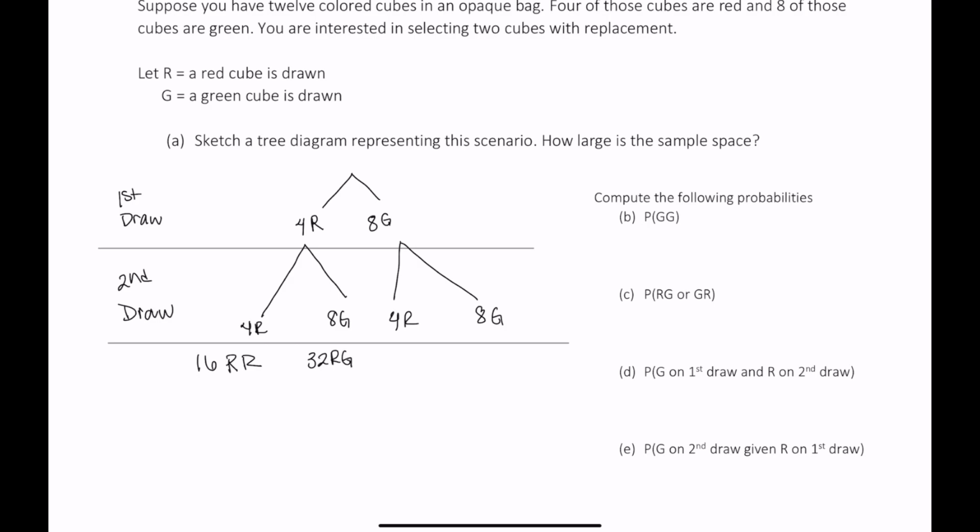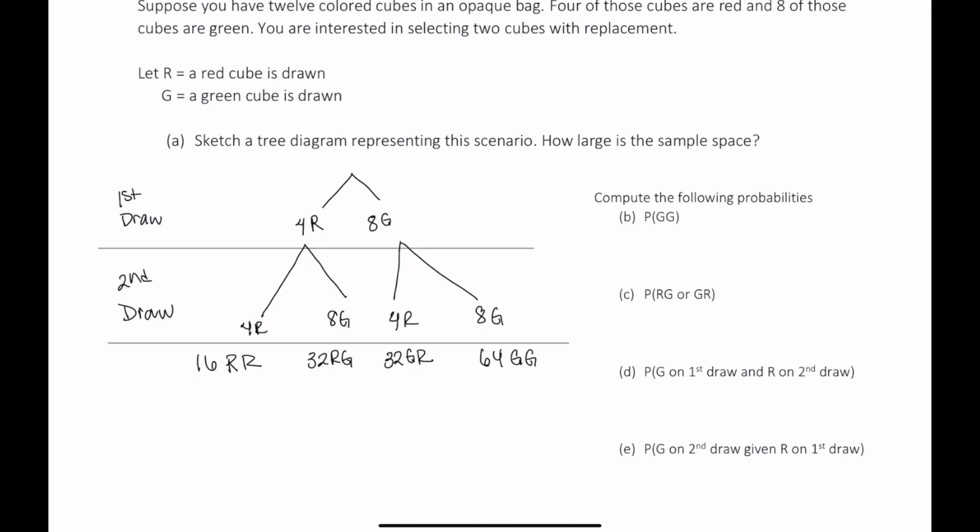Similarly, to get a green cube, then a red cube, we'd multiply 8 times 4 for another 32 possible ways to get a green, then a red. And finally, to draw 2 green cubes, there are 8 ways we can do that on our first draw. And for each of those cubes, there's 8 ways we can do that on our second draw. So there are 64 total ways to get 2 green cubes.